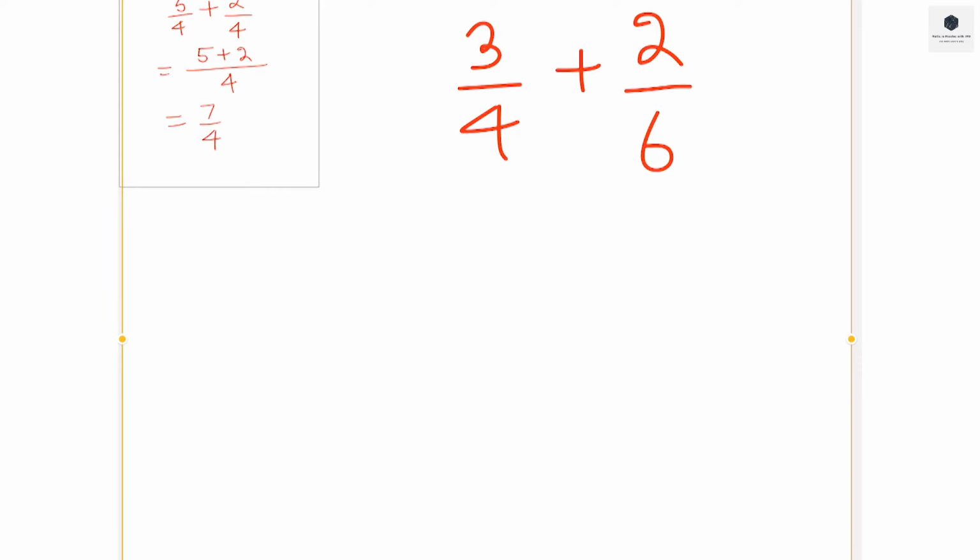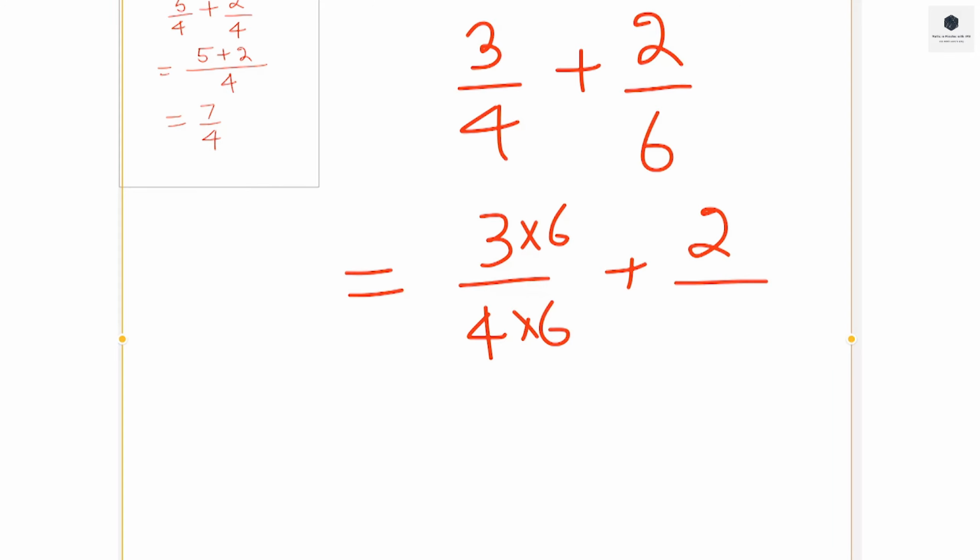The first one is to make the denominator same. To make the denominator same, what you need to do is this 4 you have to multiply by this 6, and this 6 you have to multiply by this 4. But remember, if you are multiplying something to the denominator, the same number you have to multiply to numerator to make it balance. So let's do how to do it. 3 over 4, I am multiplying this 4 by 6, but I have to multiply this numerator also by the same number. 2 over 6, I have to multiply by the other denominator, which is 4. So I am multiplying this by 4, I have to multiply this by 4 also.